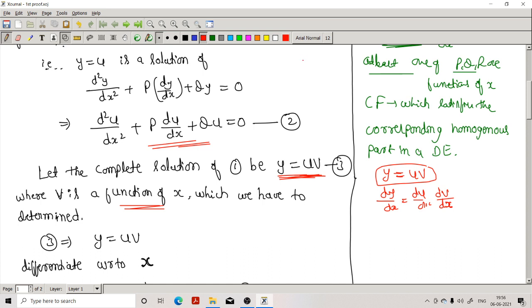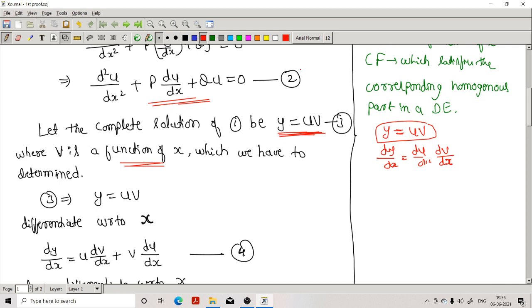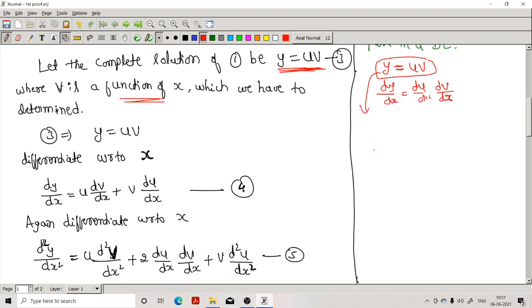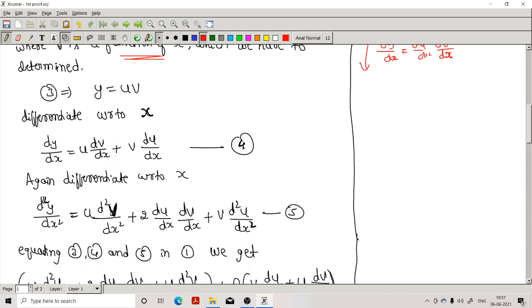Okay, after substituting the solution in the form y is equal to u into v, you have to differentiate this with respect to x twice, first with respect to x, and again differentiate whatever solution we get with respect to x. Therefore, y is equal to u into v, differentiate with respect to x. We apply the product rule, that is dy by dx is nothing but u into dv by dx plus v into du by dx. Again differentiate this with respect to x.